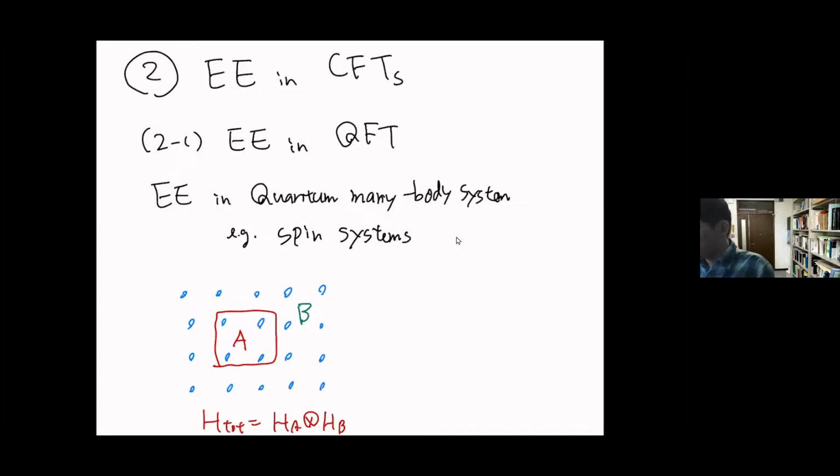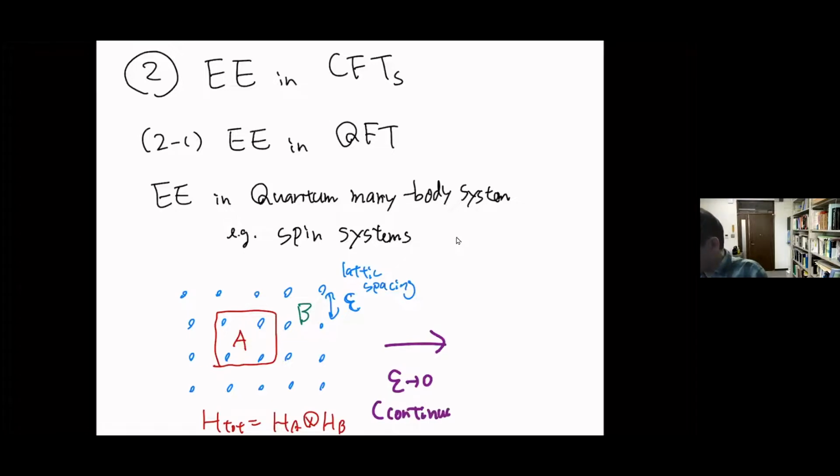Anyway, we often write the cutoff, that is the constant lattice spacing, as epsilon. This is basically the distance between spins. Because there are infinitely many spins, we can take the epsilon goes to zero limit. This is called the continuum limit, so that we have a nice Hamiltonian and we get a nice quantum field theory.